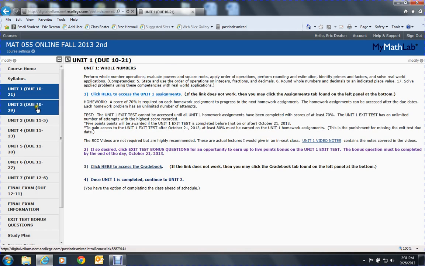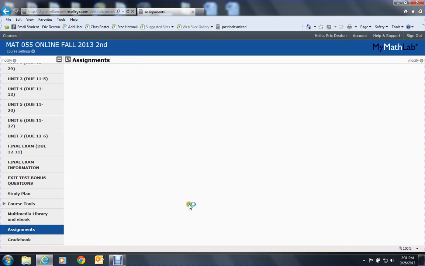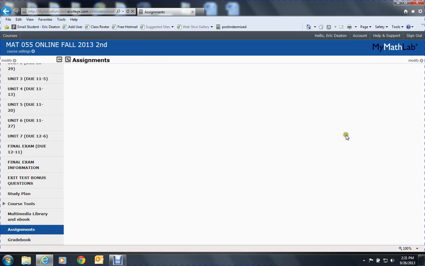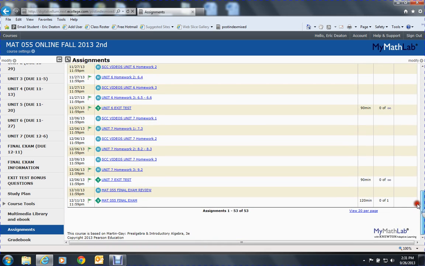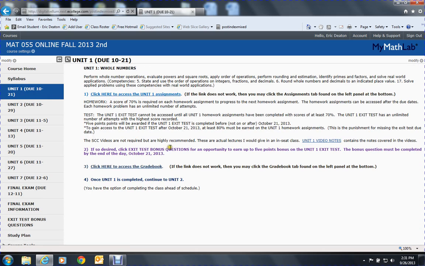If you find that this link doesn't work, I've created another link, the assignments, which brings up all the assignments for the whole class all at once. So if I do click there, if I click view all assignments, you'll be able to see all the assignments for the whole class. And that's the way a typical unit works.